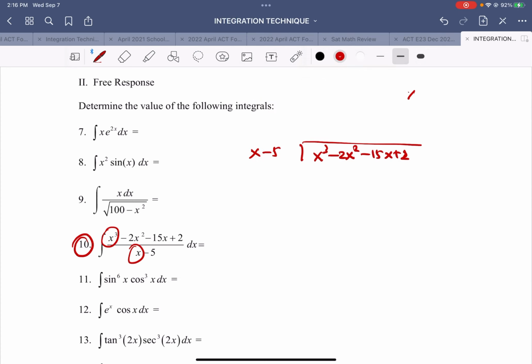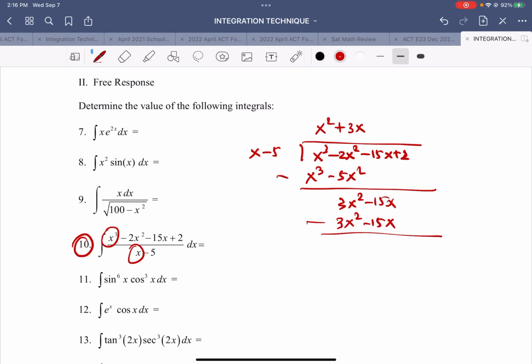What I'm saying is, let's say you divide x squared minus 5, then make sure you write x squared plus 0x minus 5. Put it like that. For a missing term, you have to put 0. So now x squared, because x times x squared is x cubed, minus 5x squared. When you subtract, you get 3x squared minus 15x. Now plus 3x, right? Because x times 3x is 3x squared, minus 15x. When you subtract, you get 0, and then the next one is just 2.